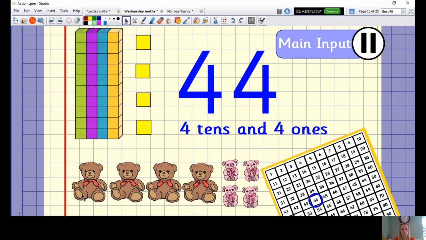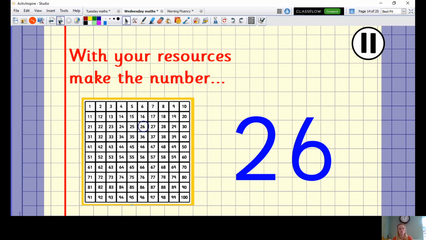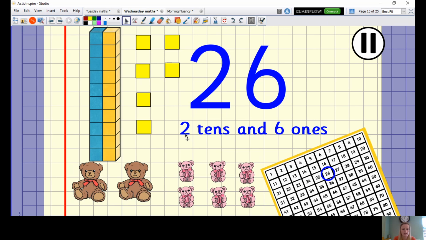Okay, let's have a look. I've used my teddy bears and I've also shown it using the base 10. So I've got 10, 20, 30, 40, 41, 42, 43, 44. 44 has 4 10s and 4 1s. Okay, the next one I'd like you to do is the number 26. How many 10s and 1s does 26 have? Okay, that's right. It has 2 10s and 6 ones. You can see that I've represented it using my teddy bears and I've marked it on my number square. Have a look and see if you've managed to do that correctly.